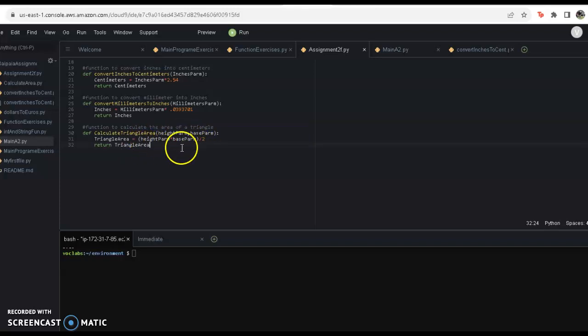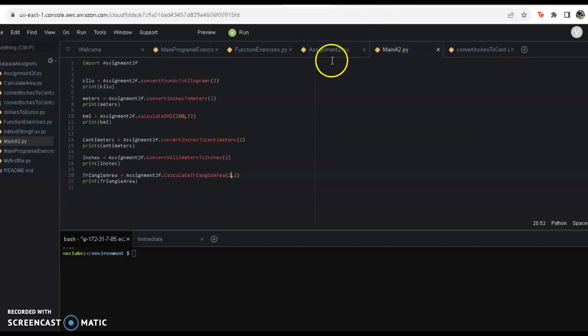I'll put the parentheses first so they multiply, and then divide the whole thing by 2. And of course, we'll return our variable.